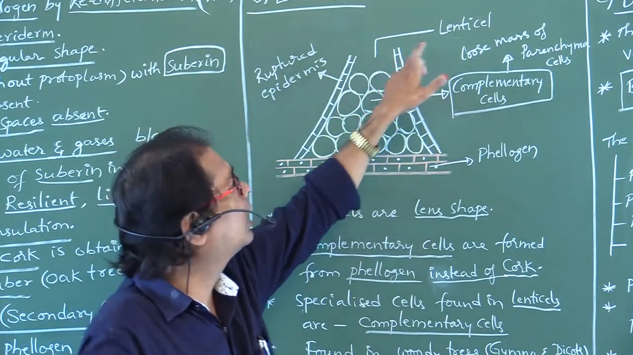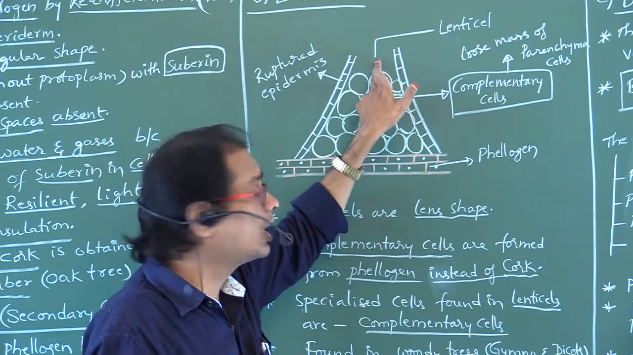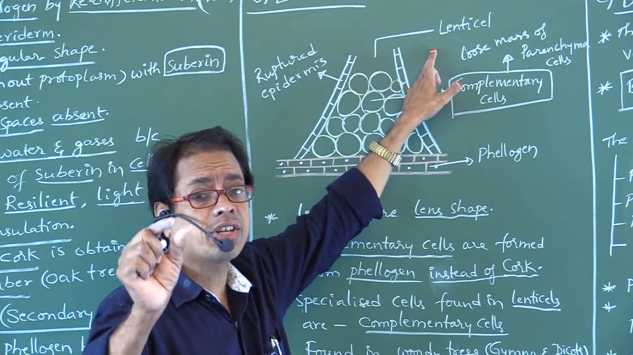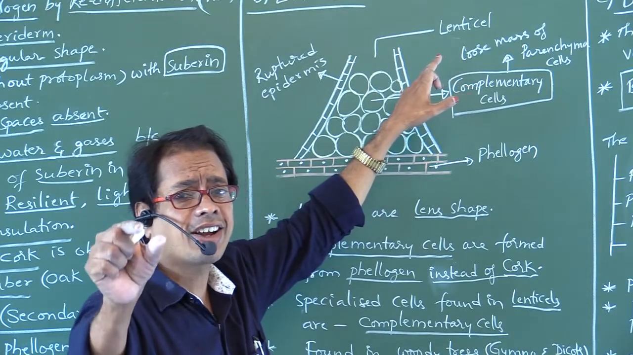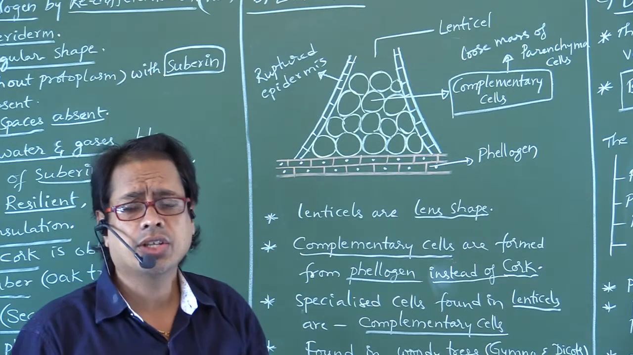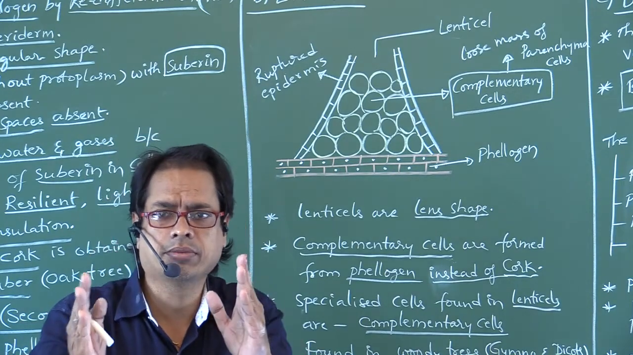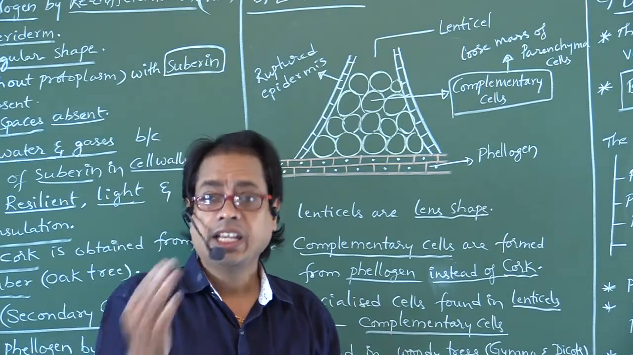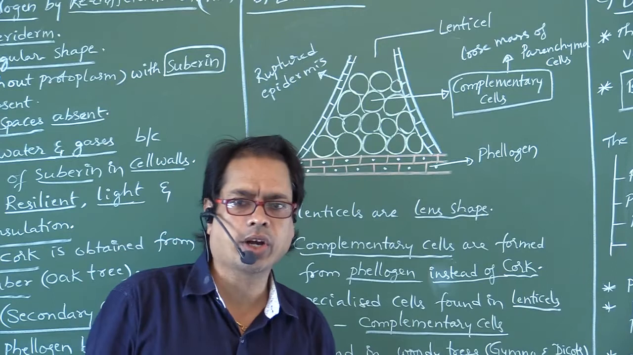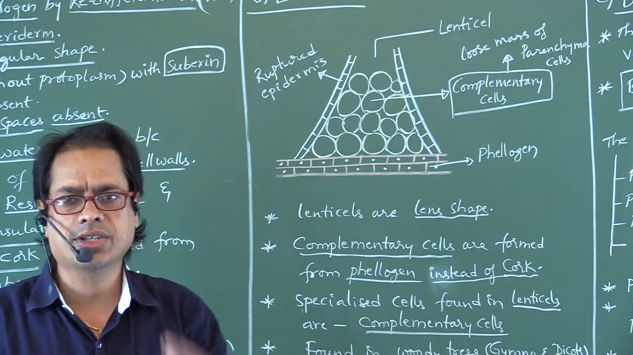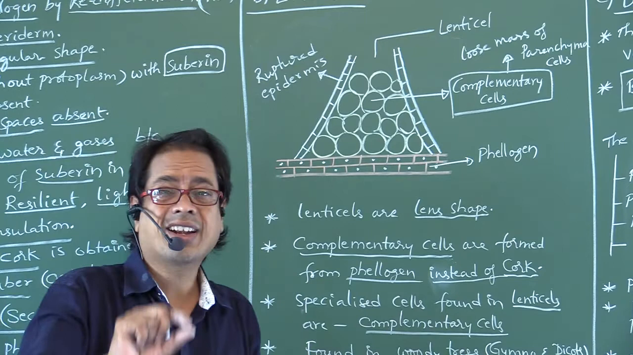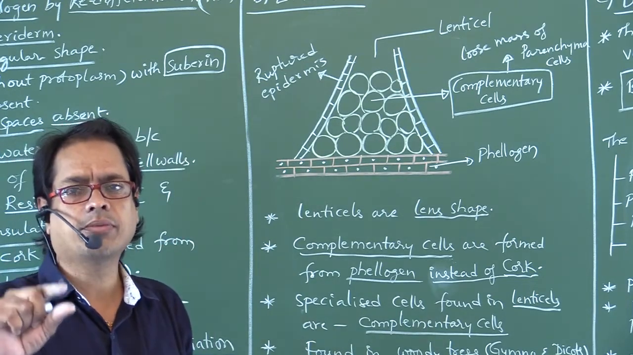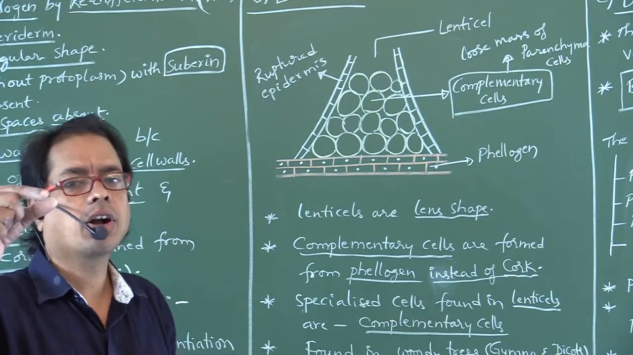This opening is called a lenticel. This shape is called lens shape. Lenticels are lens shaped. The specialized cells in lenticels are called complementary cells. These complementary cells are formed from phellogen by RD, redifferentiation, instead of cork tissue. Very, very important. Where do you find complementary cells? In lenticels, which are lens shaped.